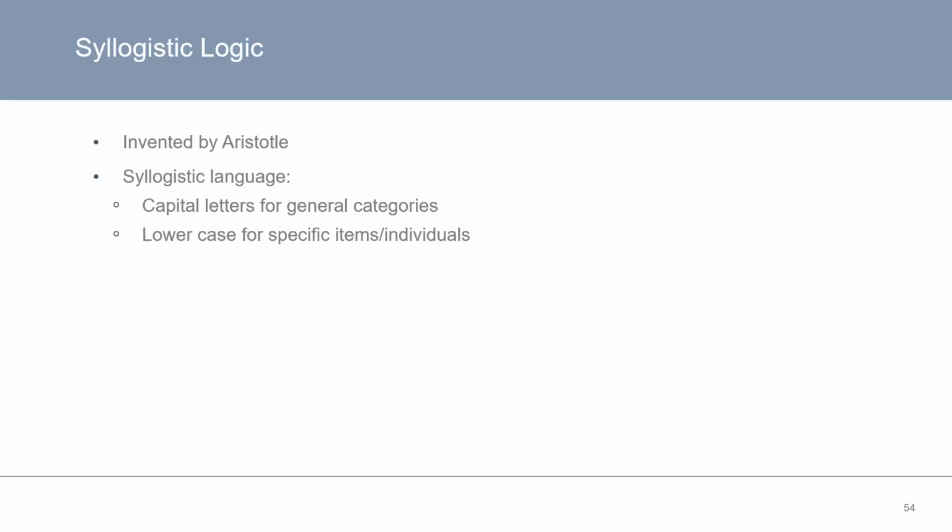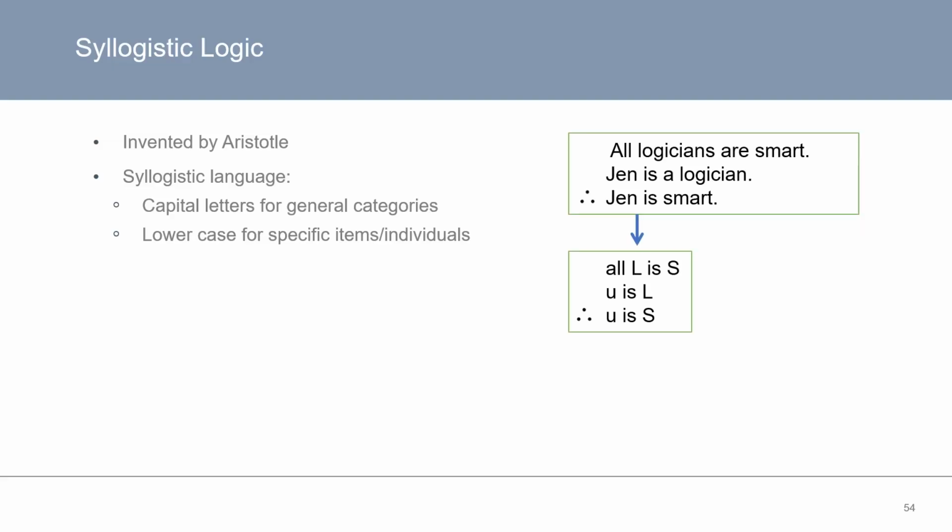Now let's introduce syllogistic logic, which was invented by Aristotle. Syllogistic logic typically uses syllogistic language, where we use capital letters for general categories of information and lowercase letters for specific items or individuals. Here we show an example of an argument in natural language being converted into the symbol structures of syllogistic language. Here, a big L is used to replace logicians as a general category, and S for smart, also a general category, and Jen is replaced by lowercase u, indicating a specific individual or case.